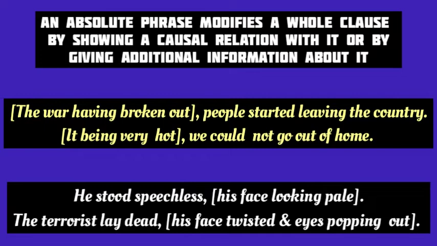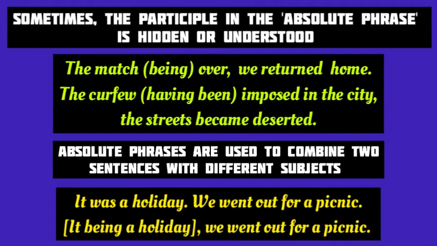So we understand that an absolute phrase may indicate the cause of the main action in the sentence or provide some additional information about it. Now we know that an absolute phrase has a noun or pronoun followed by a participle or participle phrase. But sometimes the participle in the absolute phrase is hidden or understood. For example, in the sentence, the match over, we returned home, in the absolute phrase, the match over, the present participle being is hidden. Similarly, in the next example, the curfew imposed in the city is the absolute phrase, in which the perfect participle having been imposed is understood.